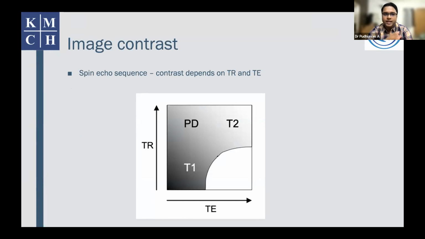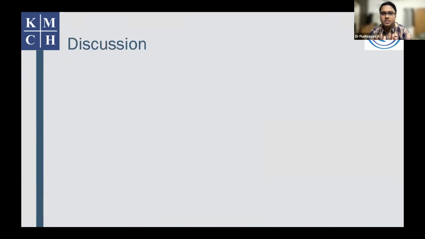As I told you, for a spin echo sequence, the image contrast depends on the TR time and the TE time. Shorter TR and shorter TE will give a T1 weighted image. A longer TR and a longer TE will give a T2 weighted image, and a longer TR and a shorter TE will give an image with neither T1 nor T2 weightage but a proton density image. So this is the basic of a simple spin echo sequence.